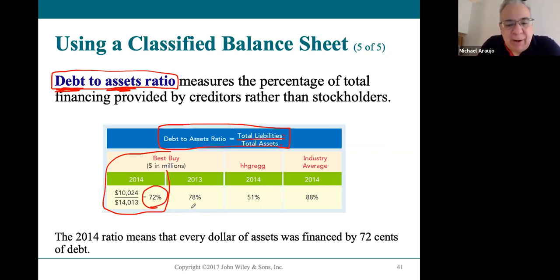Now that's better than their 2013 numbers. 78% of their assets were financed by debt. They've lowered that to 72%. That's good, right?